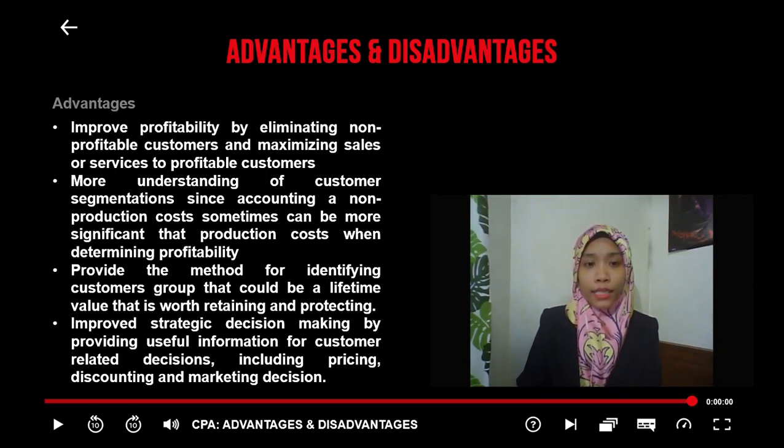Okay, next, CPA provides a method of identifying customer groups who are of lifetime value to the company and are worth protecting and retaining. And lastly, CPA improves strategic decision making by providing useful information for customer-related decisions, including pricing, discounting, and marketing decisions.